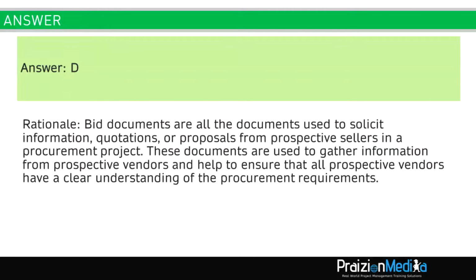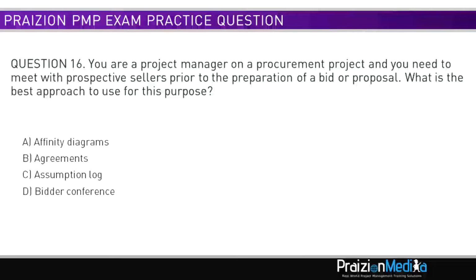Answer: D. Rationale: bid documents are all the documents used to solicit information, quotations, or proposals from prospective sellers in a procurement project. These documents are used to gather information from prospective vendors and help to ensure that all prospective vendors have a clear understanding of the procurement requirements.